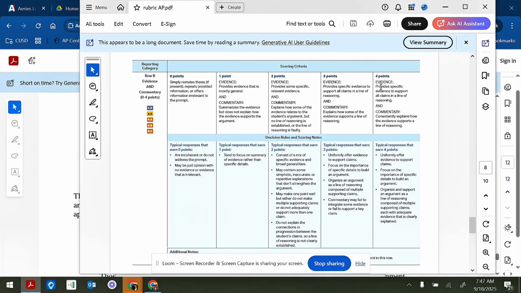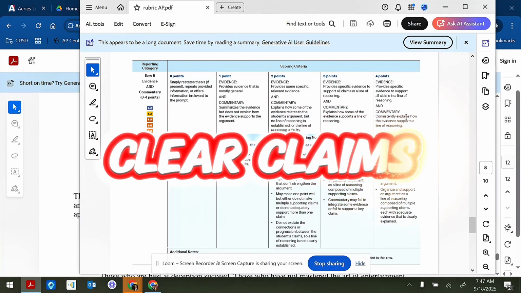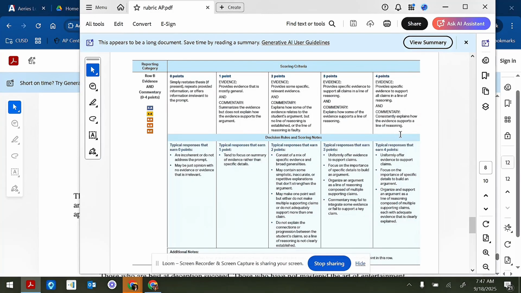So I go back to the rubric and I take it one step further. A 4 over here provides specific evidence to support all claims, and the commentary consistently explains how the evidence supports a line of reasoning. So for my class, I would say, hey, if you got a 5, then you had really solid evidence and a really solid line of reasoning. If you got a 4, that means you probably got 1 plus 3 for evidence and commentary. Your evidence was good, but maybe it wasn't as fully developed. Here it says may fail to integrate some evidence or fail to support a key claim.